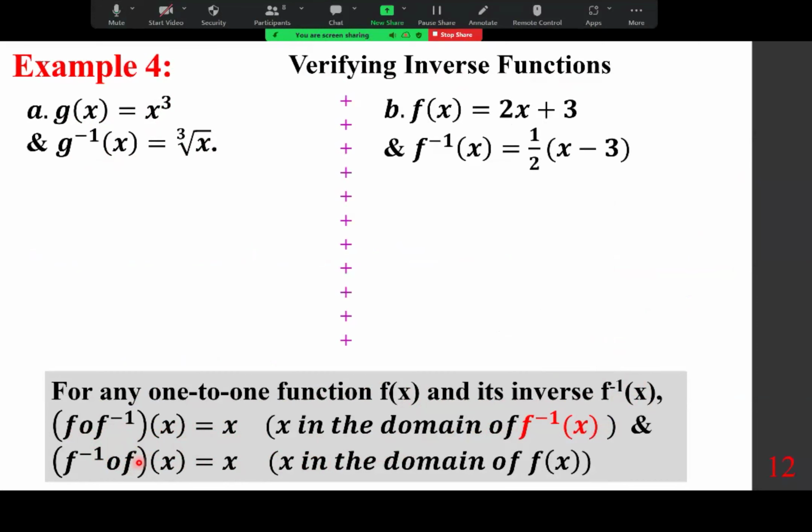must be x. So let's look at the composite function of these two, g of g inverse of x. That means replace this x with g inverse of x, which is this one. As you can see clearly, cube root of x to the third power is x. That's very simple.